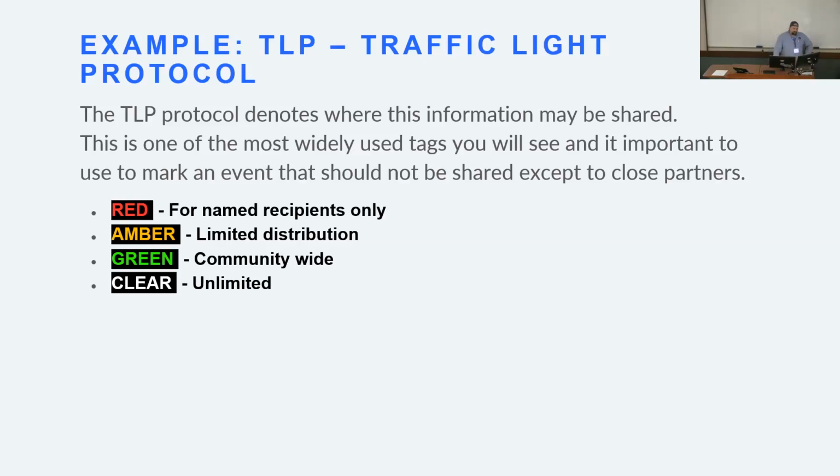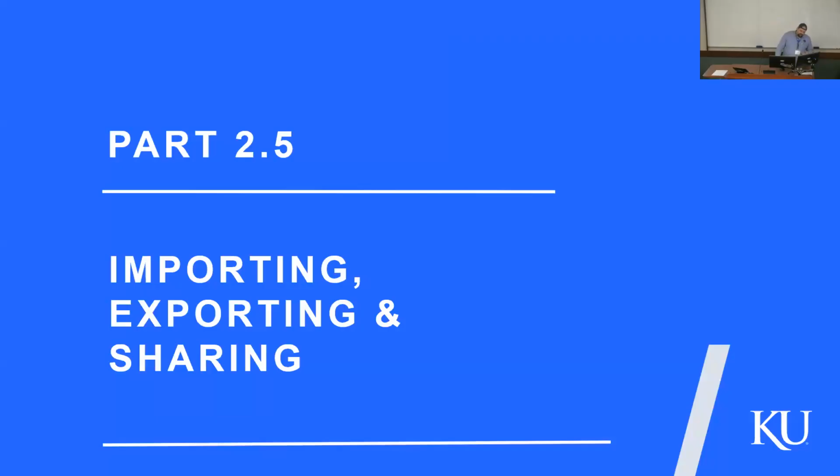Amber is limited distribution, so within a group or a set sharing group. Green is community-wide, meaning green would be something you share with potentially other universities or colleges or education institutions, but not the general public. And then clear is general public.